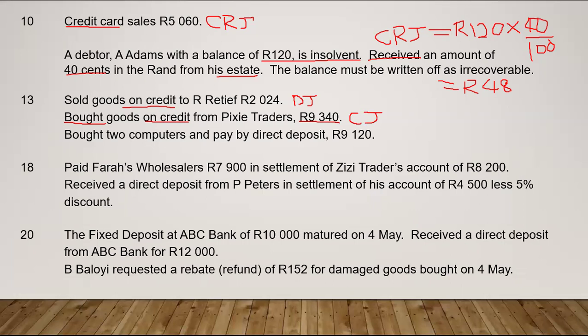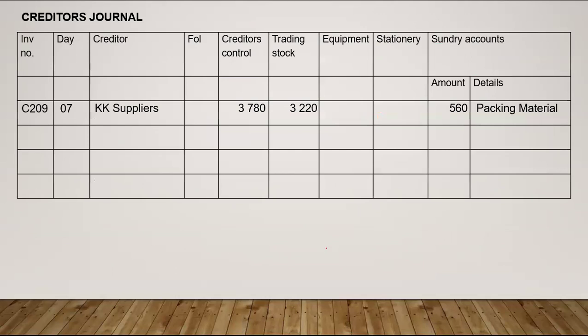Let's record it. We bought goods. Goods is trading stock. Creditors journal is where we head into, right? Invoice will be C210. The day will be the 13th. We bought from Pixie Traders. We bought for 9,340. And we bought trading stock, so it'll be recorded under trading stock. Done. Let's keep moving.